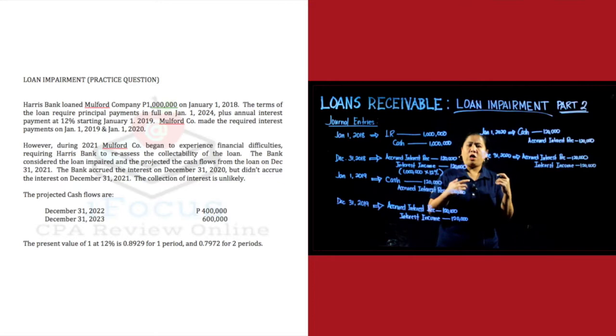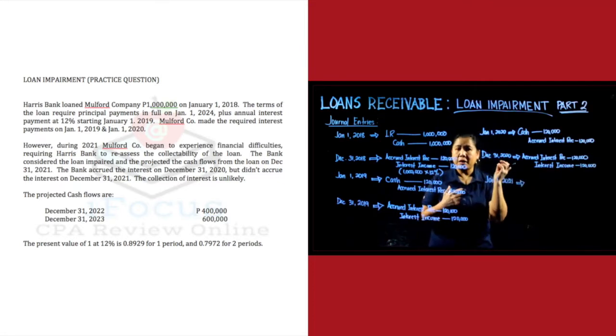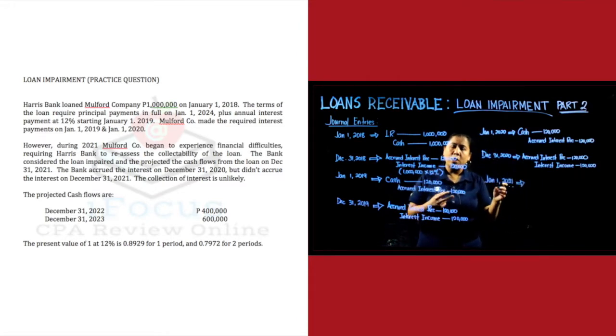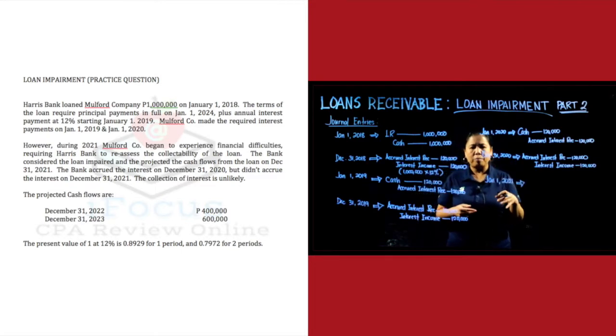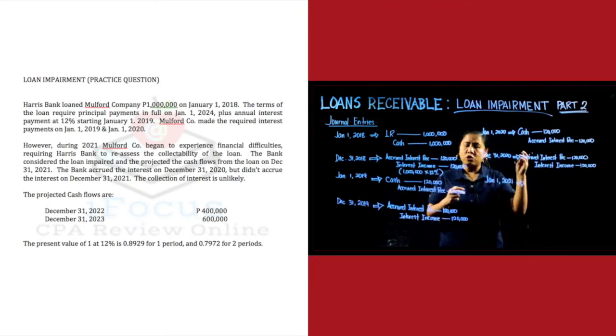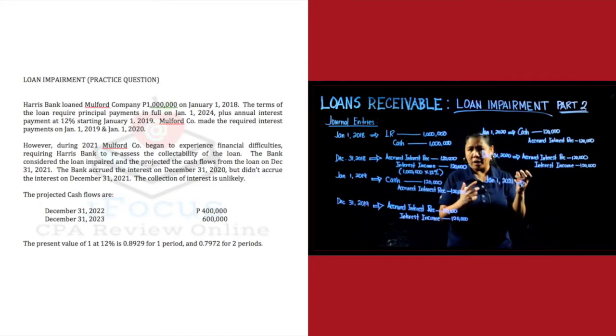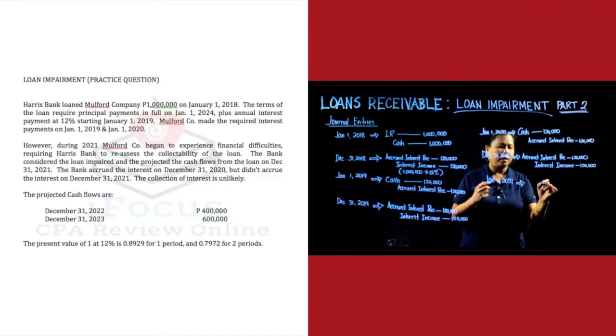Now, here comes January 1st of 2021. Makaka-receive sana tayo ng cash from this accrued interest receivable ng January 1, 2021. Pero ang sabi ng problem is Mulford Company made the required interest payments on January 1 of 2019 and January 1 of 2020. Hindi sinabi ng problem natin na nakabayad siya ng January 1, 2021. So, wala tayong entry ngayon dahil hindi nga siya nakabayad.